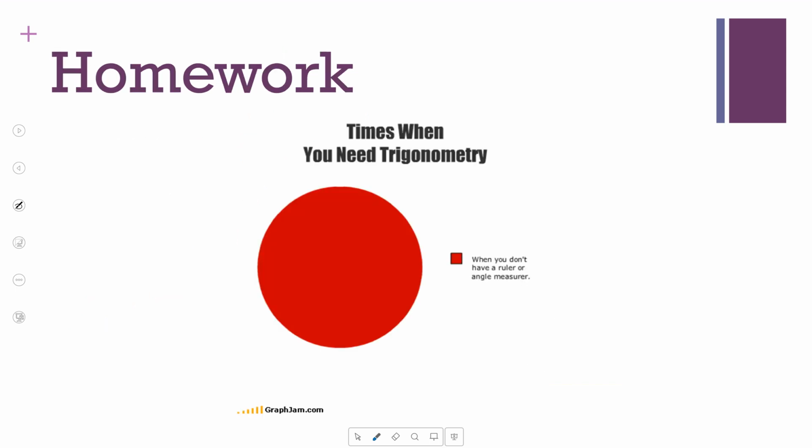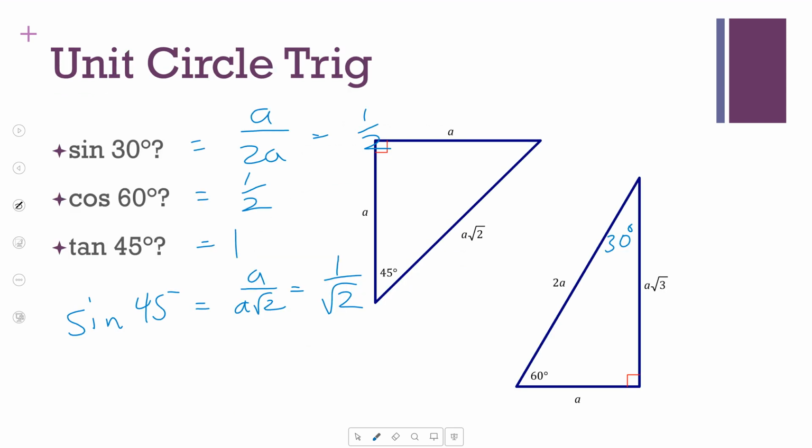Okay, we're all done. We good? Now you throw all this into one big bag and stir it up, and it gets a little confusing. Am I solving for sides, or am I solving for angles? If you're solving for sides, you want to use the sine, cosine, and tangent. If you're solving for angles, you want to use the inverse sine, the inverse cosine, and the inverse tangent.